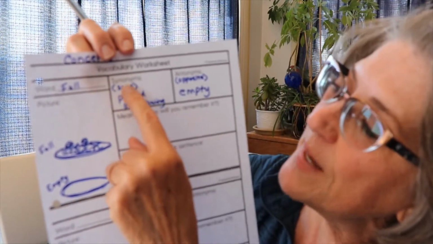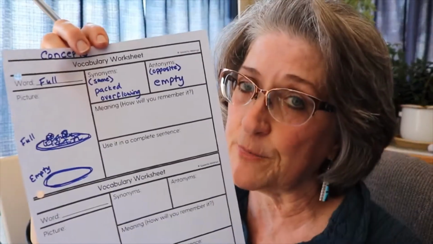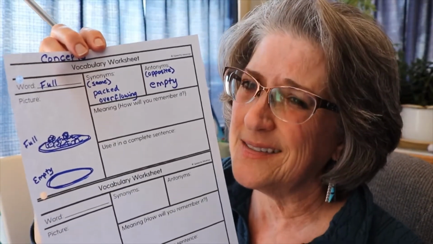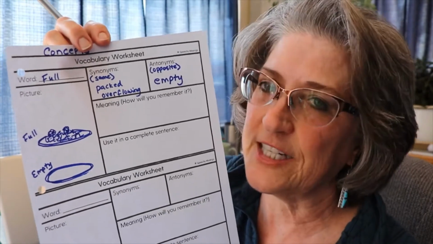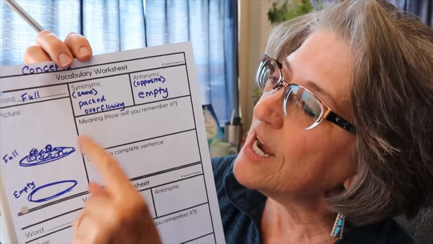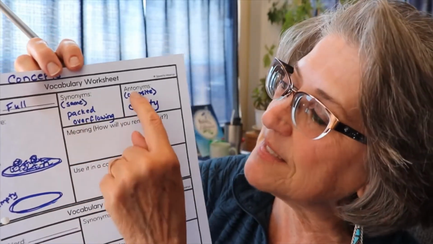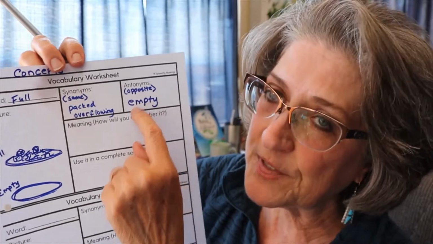And then you could talk about synonyms and antonyms. What's a synonym for full? To be honest with you, this one was a tough one for me to just come up with off the top of my head. Full isn't one that has a ready synonym, but synonyms could be packed. My plate is packed full of spaghetti. My plate is overflowing with spaghetti. So they're words that mean about the same, or you could use opposite words.